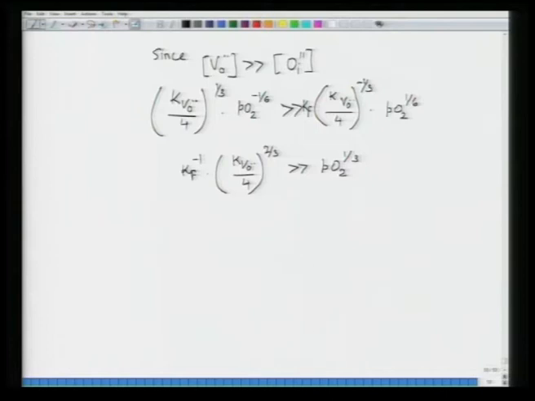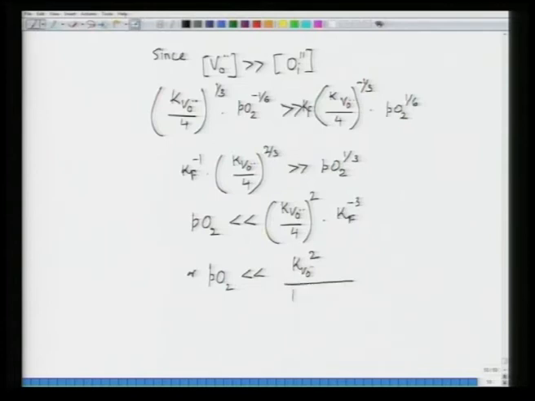Which means basically PO2 is less than, you just cube everything. So, this becomes KVO divided by 4 square multiplied by Kf to the power minus 3, okay, or alternatively it becomes PO2 is much lesser than KVO square divided by 16 Kf cube.